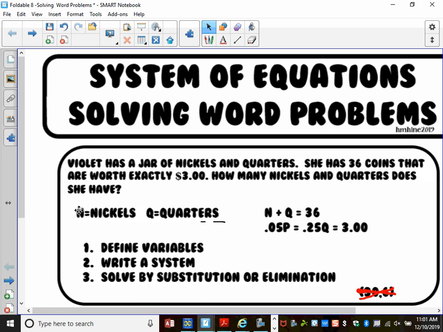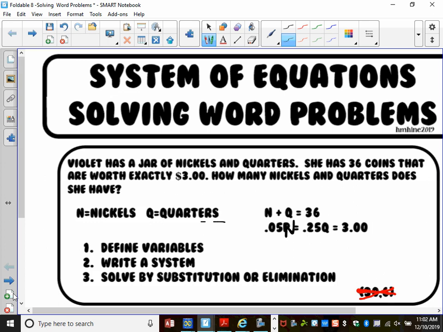So this one was defined as nickels and quarters, N for nickels, Q for quarters. There's a little typo right here that I need you to change. So this really should read 0.05 N. Should not be a P, because we defined the nickels. Okay, so this should be an N. And then the quarters, that's worth 25 cents. So that's 0.25 Q. That's right.